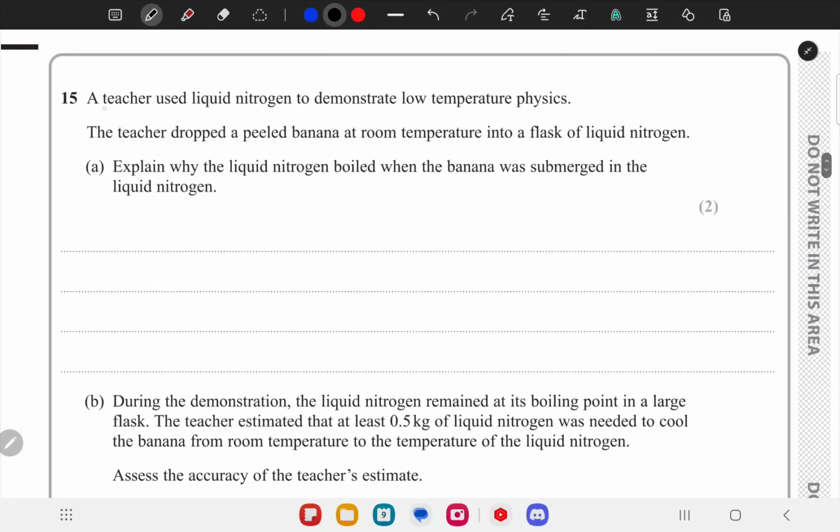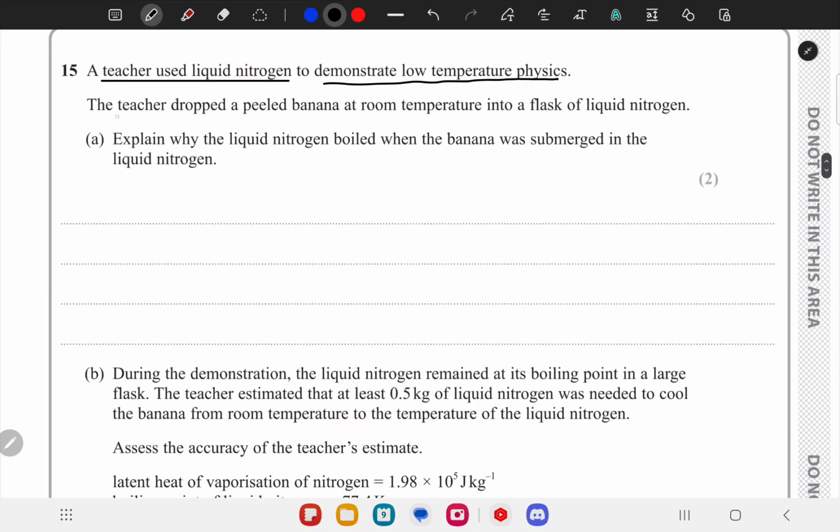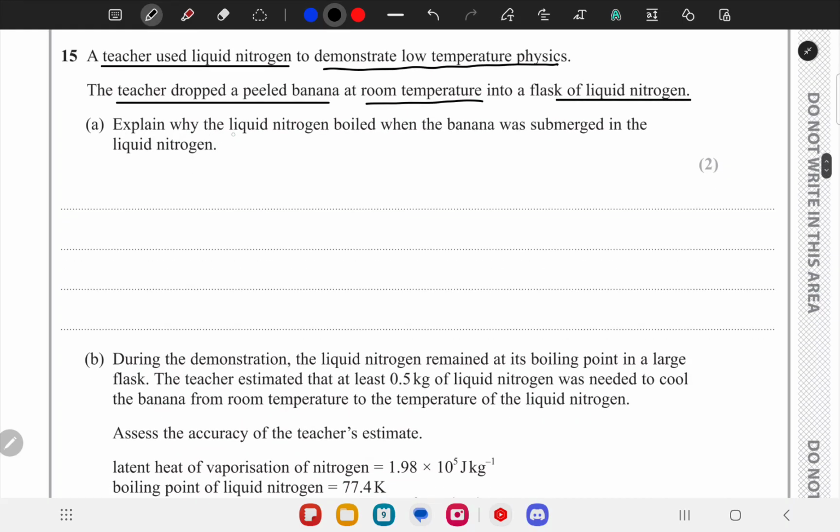Now in question 15, we are given that a teacher used liquid nitrogen to demonstrate low temperature physics, and the teacher dropped a peeled banana at room temperature into a flask of liquid nitrogen. We have to explain why the liquid nitrogen boiled when the banana was submerged in the liquid nitrogen.